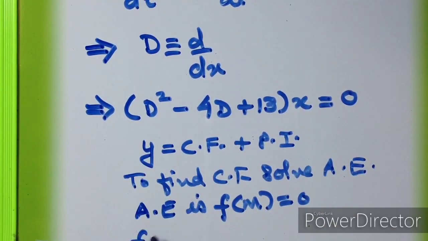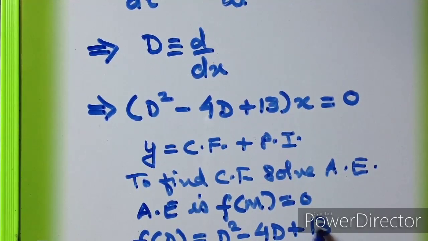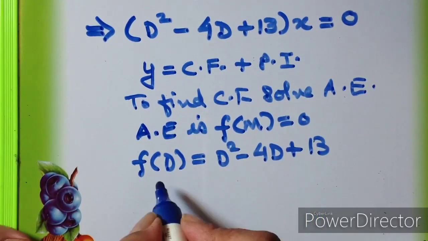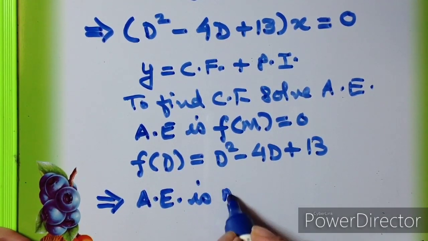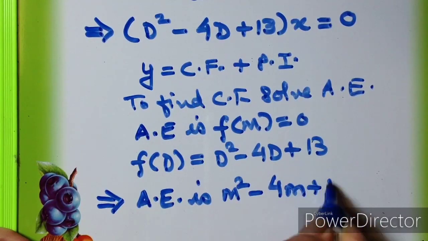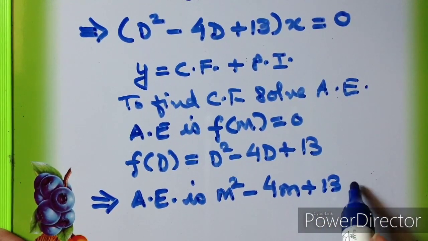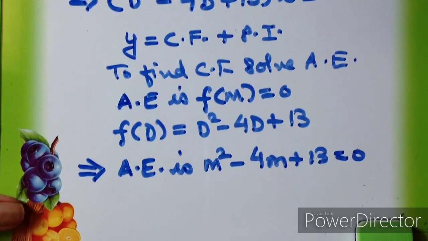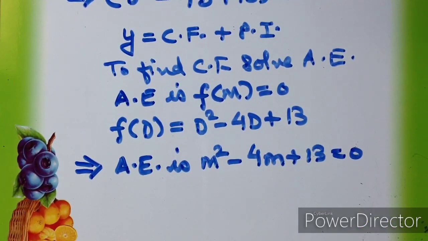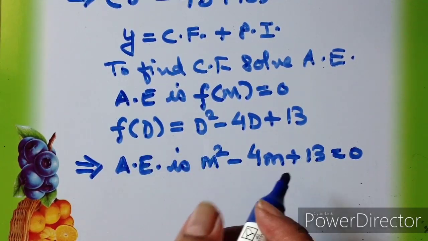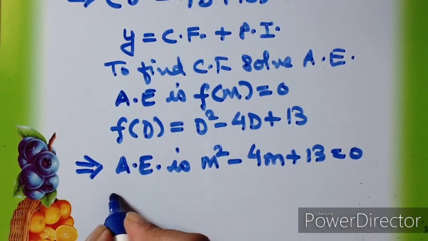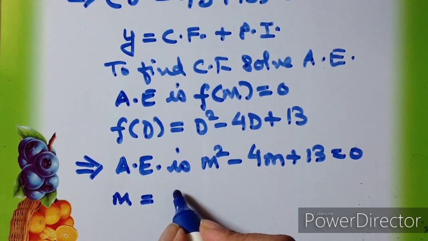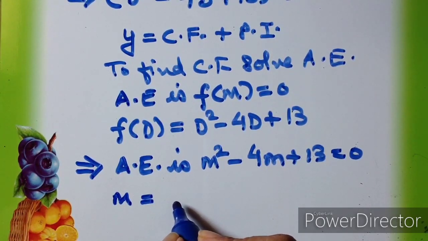In this particular case, f(D) is D² − 4D + 13. So the auxiliary equation is m² − 4m + 13 = 0, and we have to solve this auxiliary equation. As usual, you use the usual rules for solving such equations. This is a quadratic equation. So m is equal to, once you solve this, you are going to get imaginary roots.